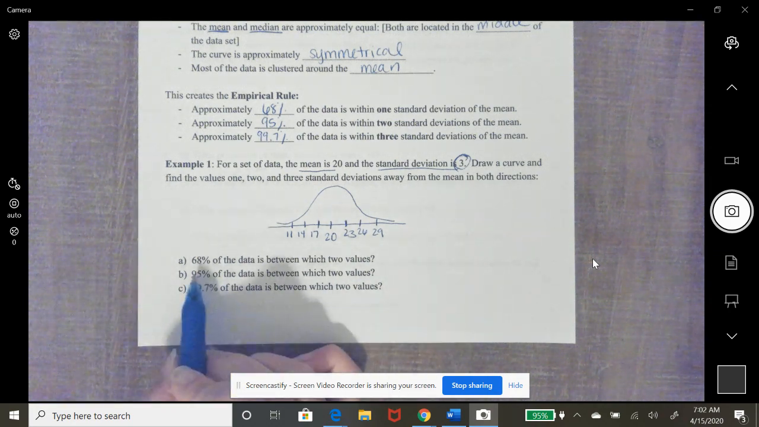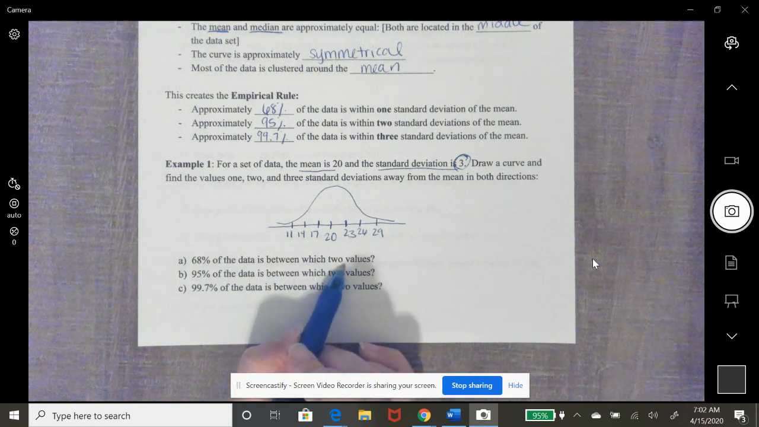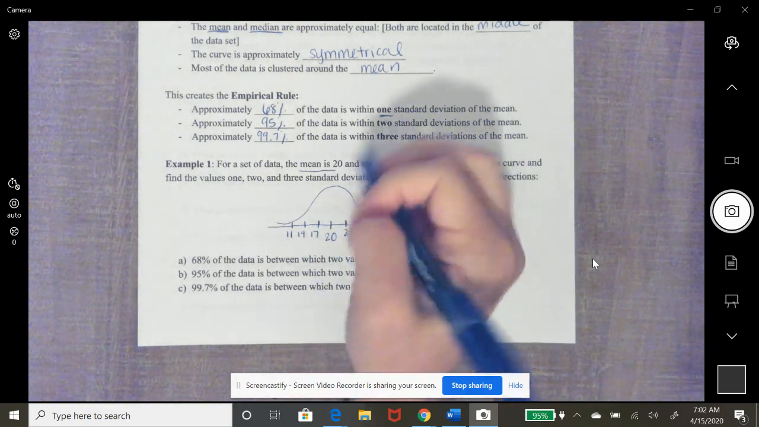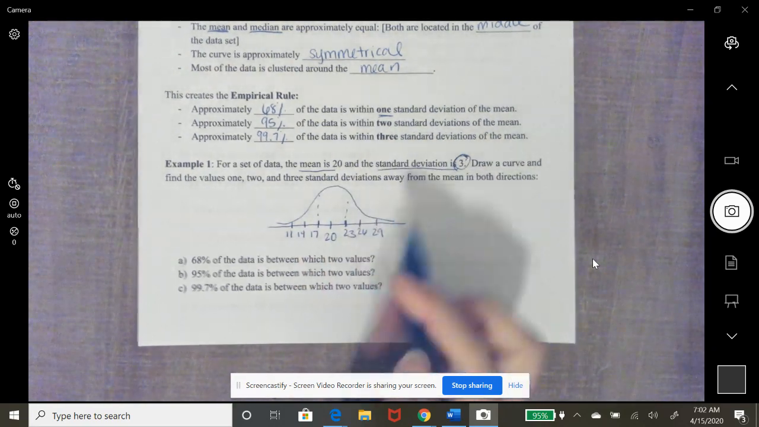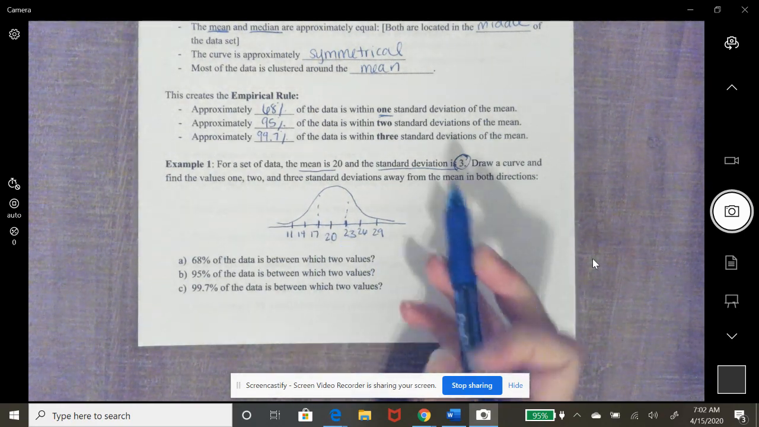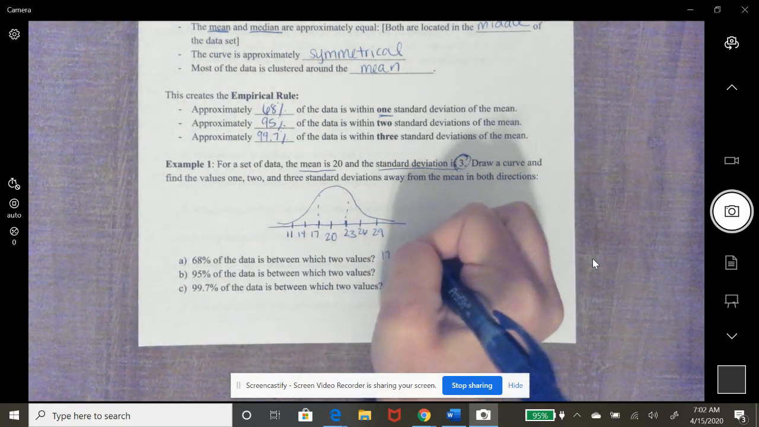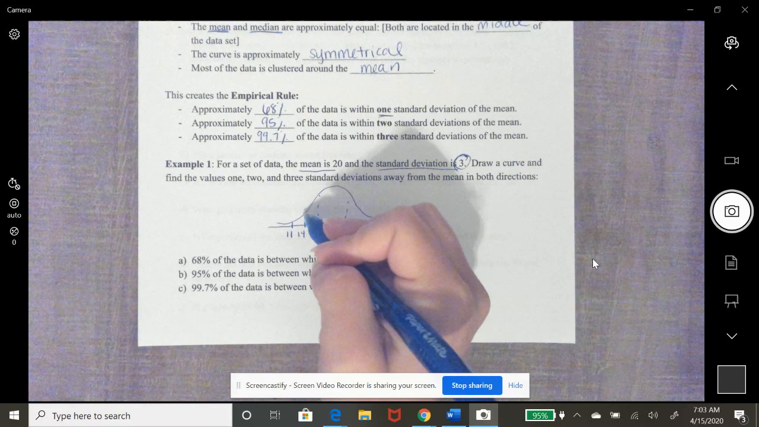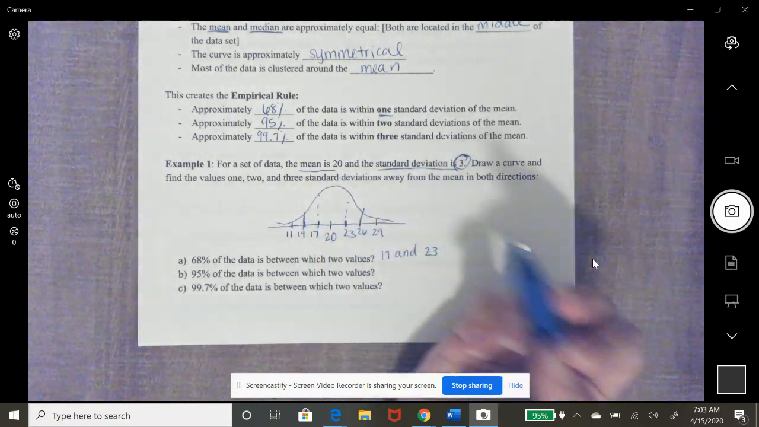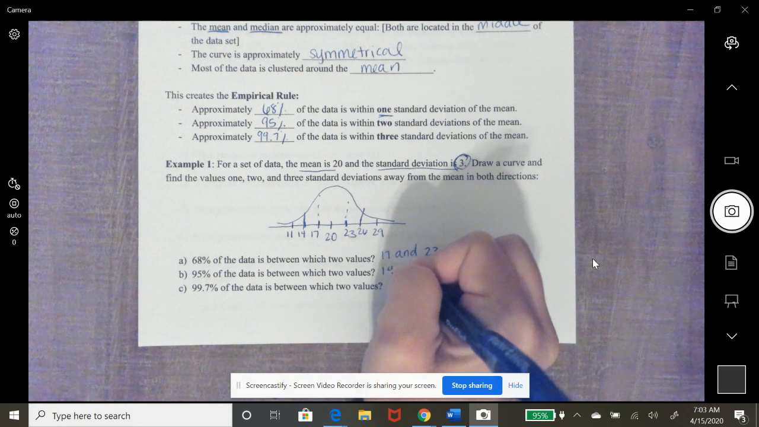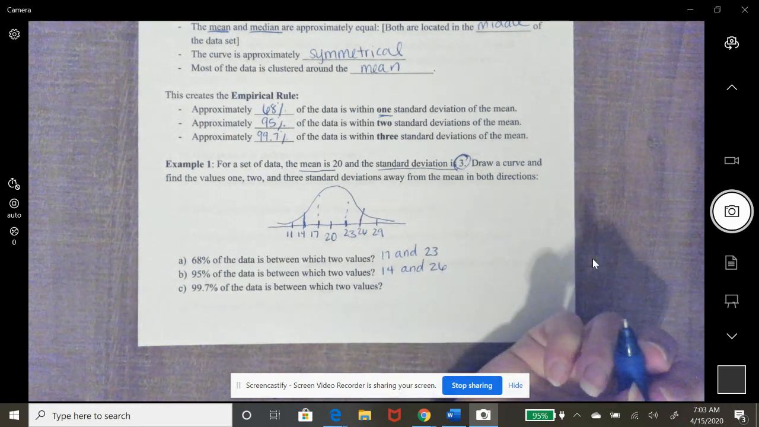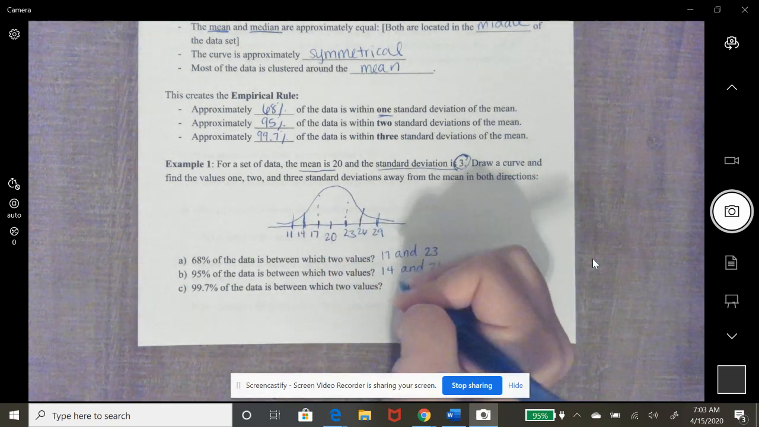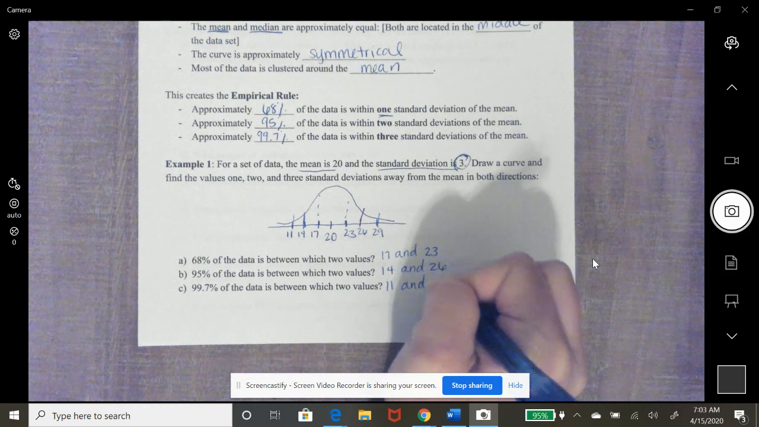So 68% of the data is between what two values? It would be within 1 standard deviation. So here's my mean. If I go 1 standard deviation out, it's going to be between 17 and 23. 95% is within 2 standard deviations, so I go out 1 more. That puts me at 14 and 26. And then 99.7% is within 3 standard deviations, so those are those last numbers, 11 and 29.